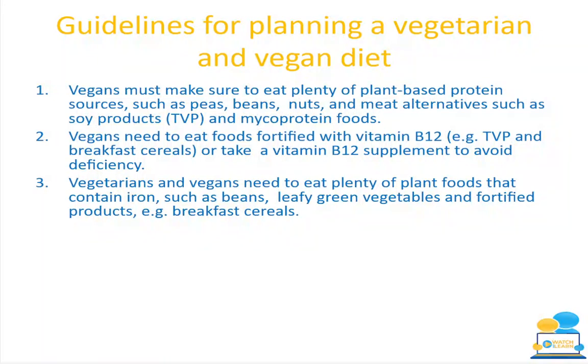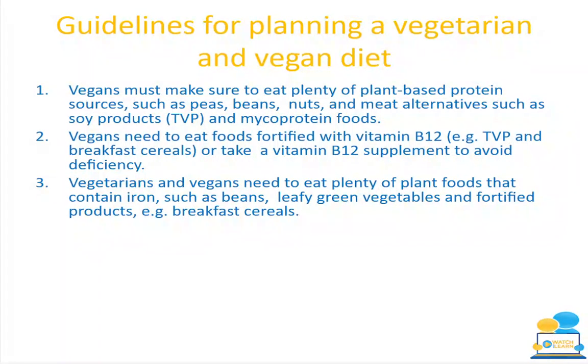Vegetarians and vegans need lots of plant foods that are high in iron, because the iron that would be present in vegetables is non-heme iron, and humans do need heme iron, which is the stronger source, okay, that is easier for them to break down, and you get more amounts of iron. Therefore they are going to have to consume more foods that are higher in iron. So for example, the likes of beans and leafy green vegetables, and your fortified products, so your breakfast cereals and milk.